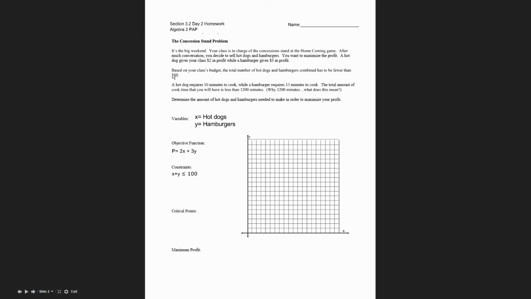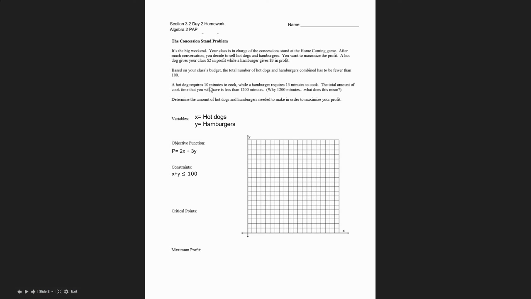Then your constraints. Your constraints are the max amount of hot dogs and hamburgers you can make, and also the amount of time you have to make each of them. So both the hot dogs and hamburgers combined, you can only make 100. So x plus y has to be less than or equal to 100.